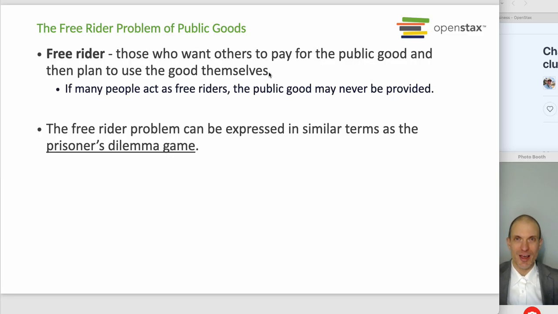A free rider is basically a situation where somebody is able to consume a public good, or a non-excludable good, without having paid for it. The reason there's a free rider problem is that if not enough people pay, then there's not enough funding to produce the public good that generates this positive externality spillover in the first place. And so it's an issue. You can think of it kind of like the prisoner's dilemma, but it's not a prisoner's dilemma.